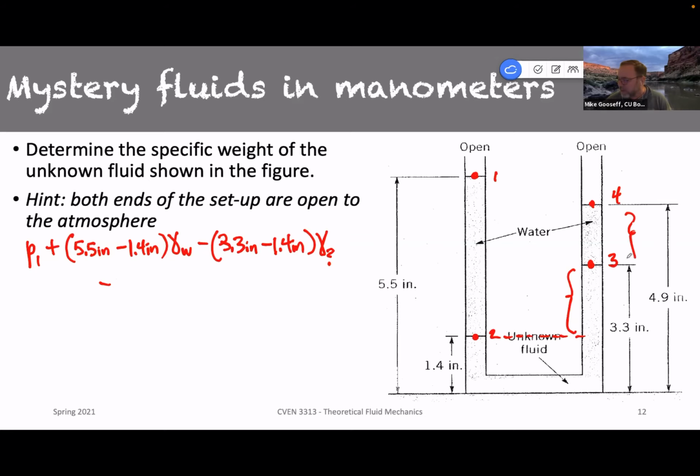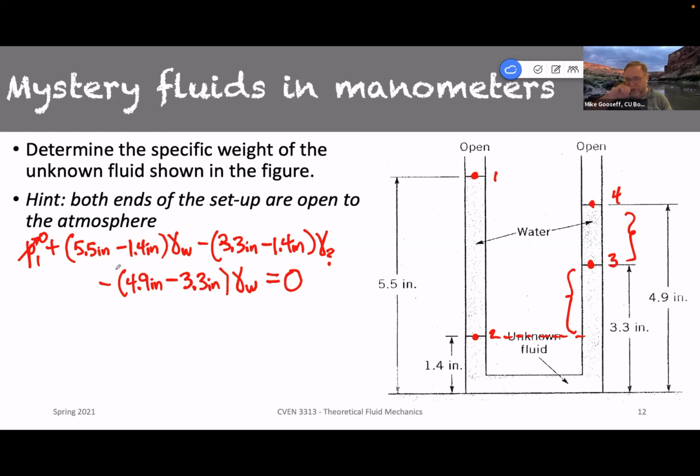To get this height right here, we say 4.9 inches minus 3.3 inches. And now we multiply by gamma water again. And that gets us to 0, the pressure at number 4. We could have called that P4. Now I started this with P1. In reality, this P1 is 0. It's atmospheric pressure. But what this allows us to do is some really simple math to weight each one of these.